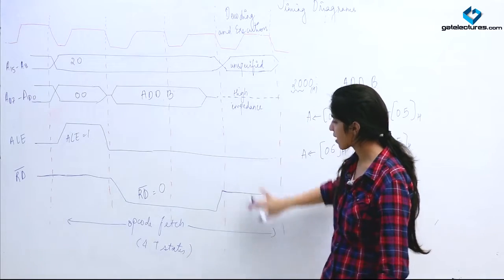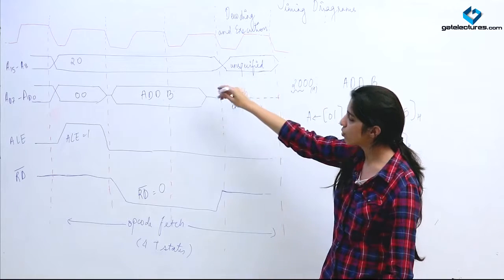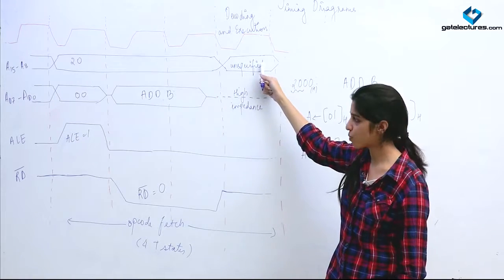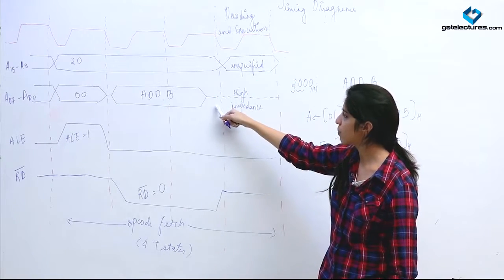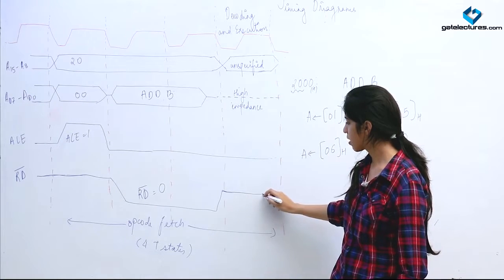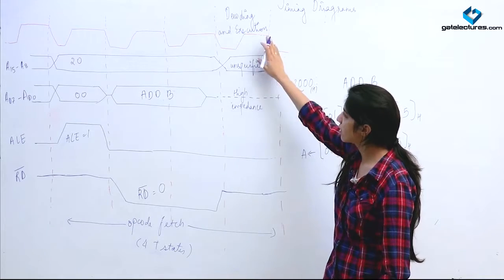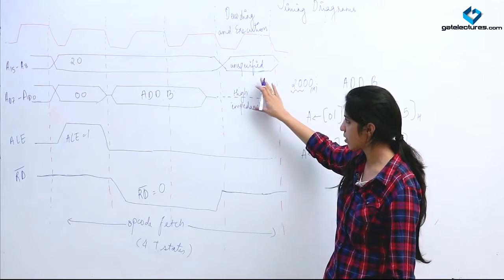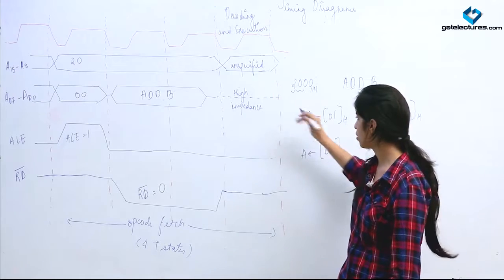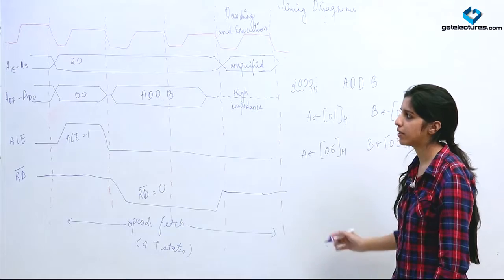In this same cycle, the instruction is going to be decoded and executed. So the address bus is going to be unspecified and this multiplexed bus is going to be high impedance. ALE is going to be 0, read bar is going to be 1, that's okay. So in this clock cycle only, we are going to add these values and the final value is going to be written in the accumulator.